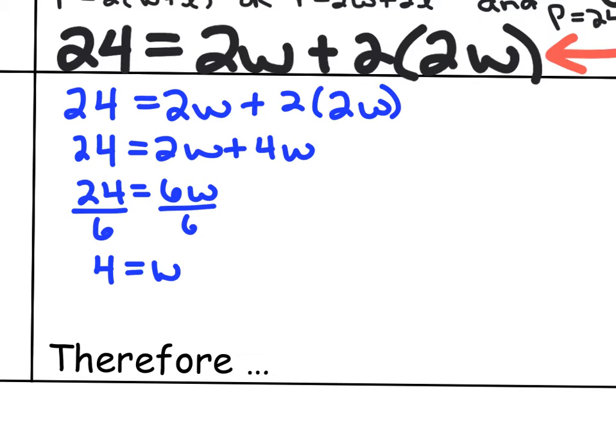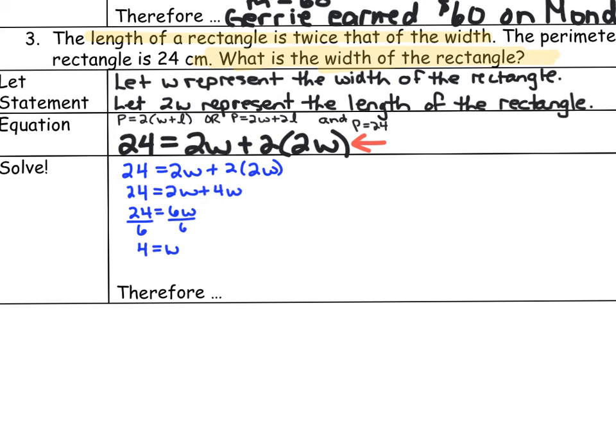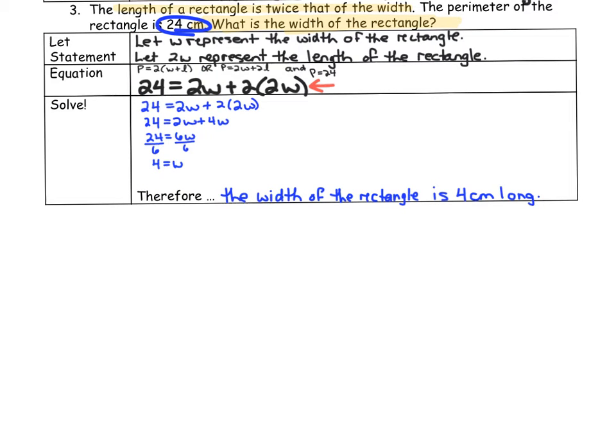So now I can do my therefore statement, because I'm going to go back and check my question. Pretty sure they only asked me for the width. Yep, the question asked what is the width of the rectangle, so we can now write that down. Please, at this stage, go back to the question and check your units. So therefore, the width of the rectangle is 4 centimeters long.